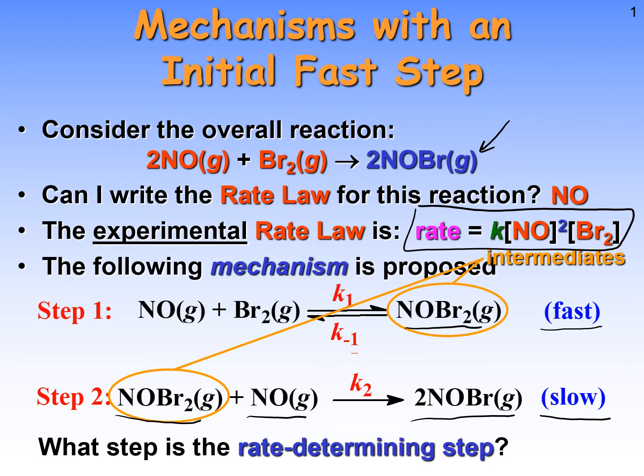So we know the rate limiting step is the second step because it's labeled slow, and I will always provide you with that information. Whether the reaction's fast or slow will be given. You don't need to be able to determine that.